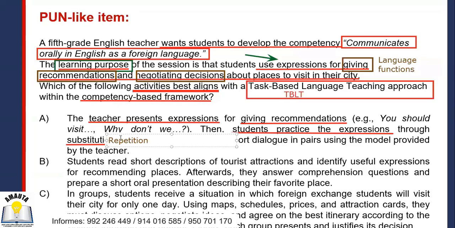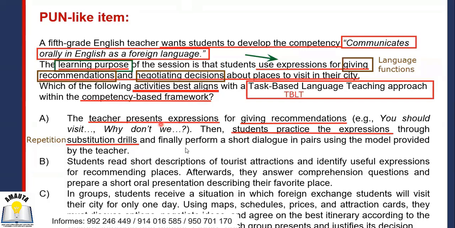Are students autonomous in this activity? Think about it. Are students really developing their competence here? Are students using the language here? Because remember, this teacher wants the students to develop the first competency. Think about it.